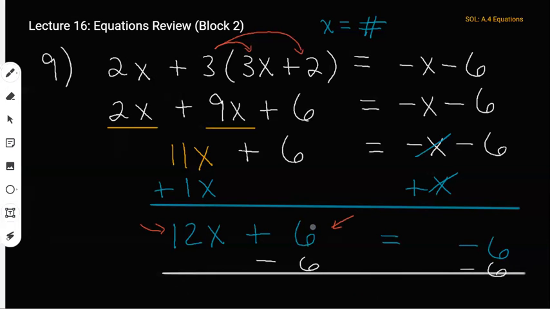When I do that, the 6's are going to cancel out, leaving me with a 12x. The negative 6 is going to show up on the right side. If I add those two numbers together, I'm going to get negative 12. So now to get rid of the 12 in front of the x, I'm going to divide both sides by 12. Divide both sides by 12.